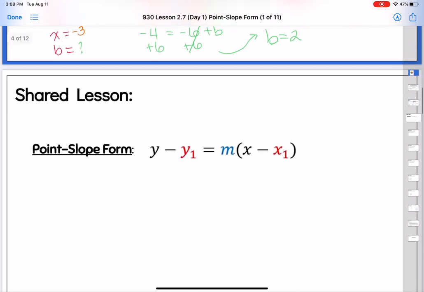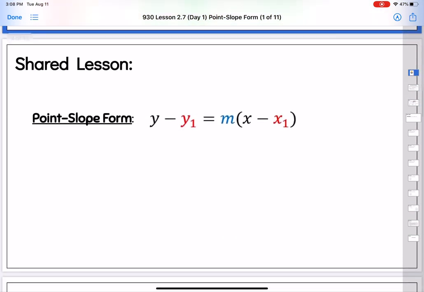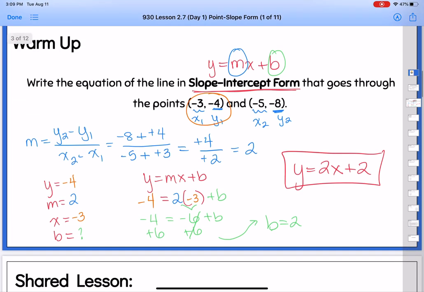So that is called point-slope form. So slope-intercept form was y equals mx plus b, right? y equals mx plus b, where m and b are placeholders.